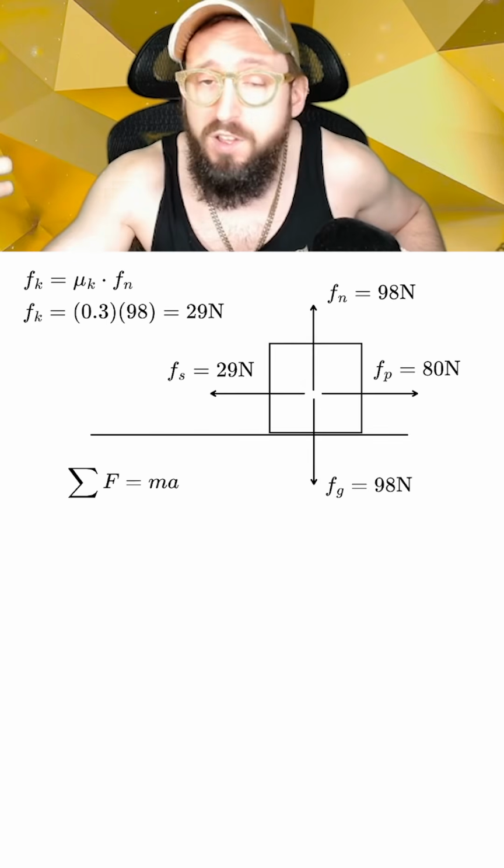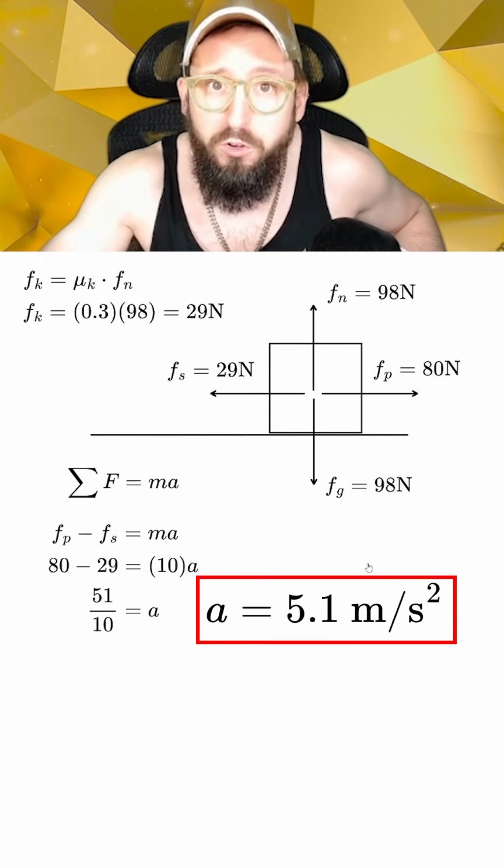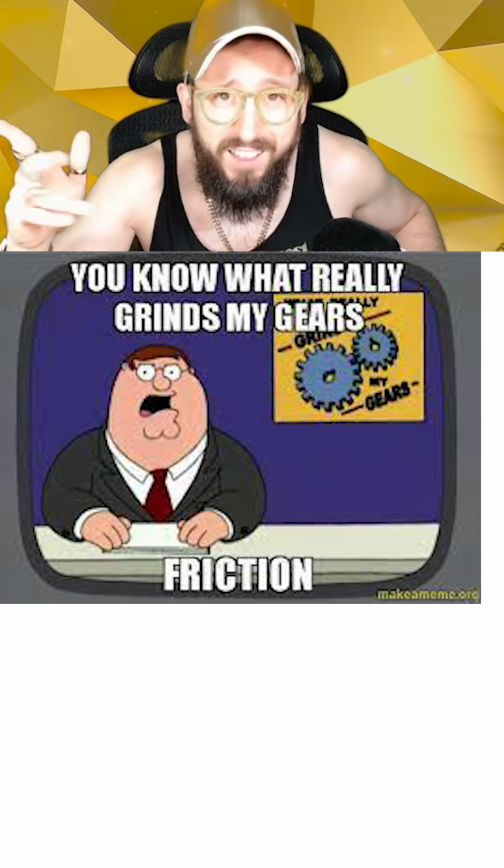Using the sum of forces is equal to the mass times acceleration, we get 51/10, or 5.1 meters per second squared. And there you have it. That's how to solve for friction in physics. Nice!